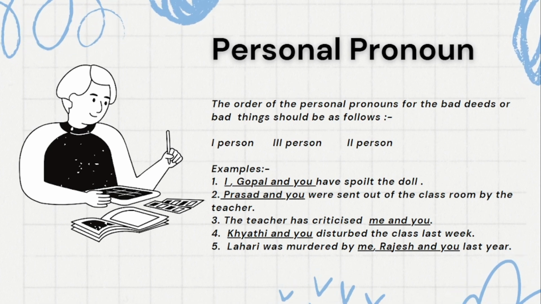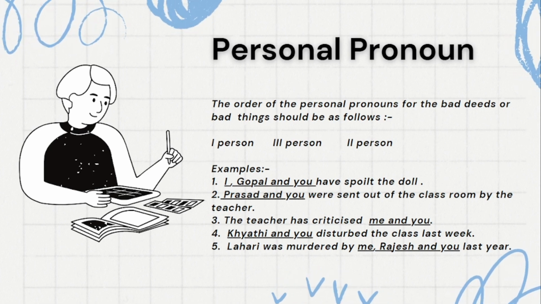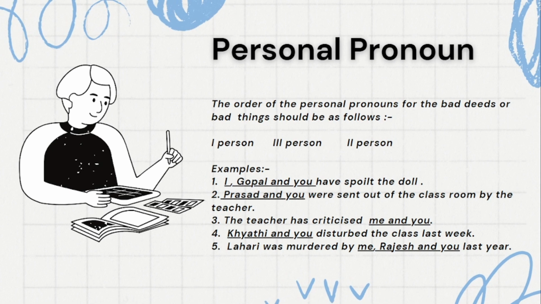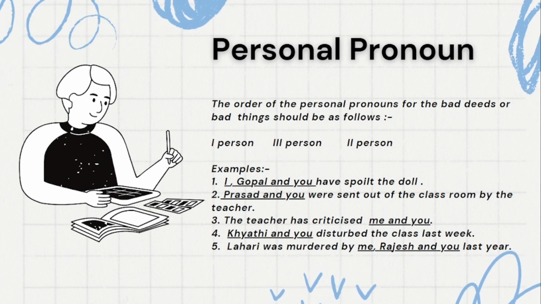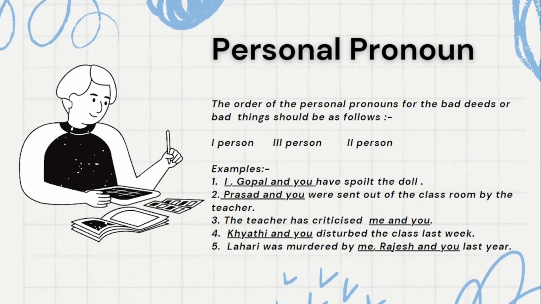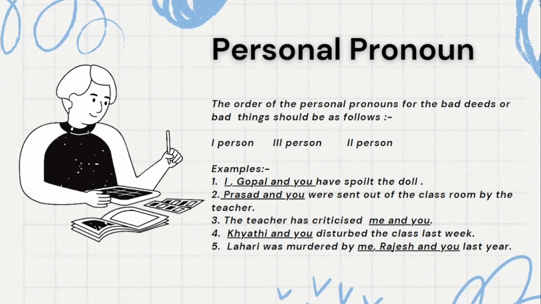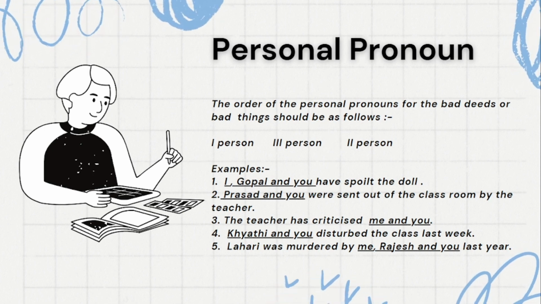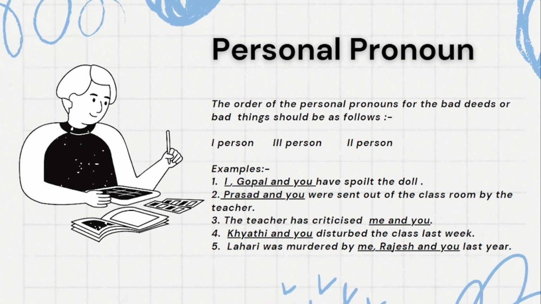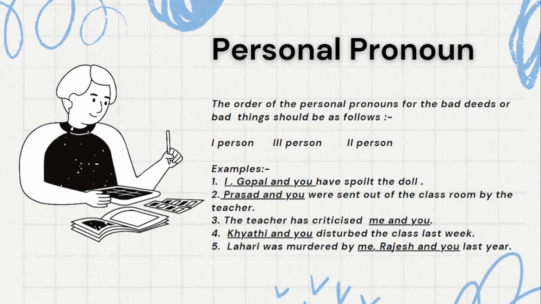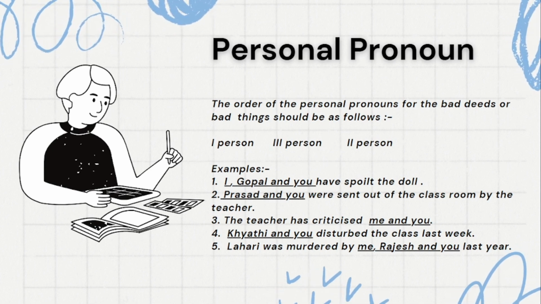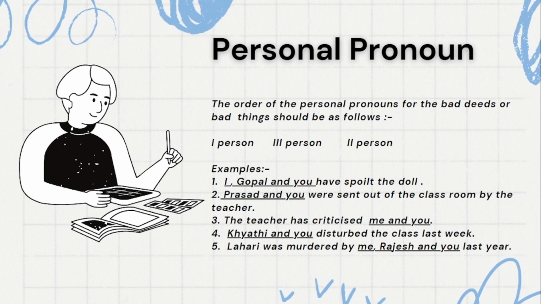In this sentence, the object is me, Rajesh and you. See the order of personal pronouns in the object. Me, first person. Rajesh is equal to he, third person. You, second person. Do you understand this?